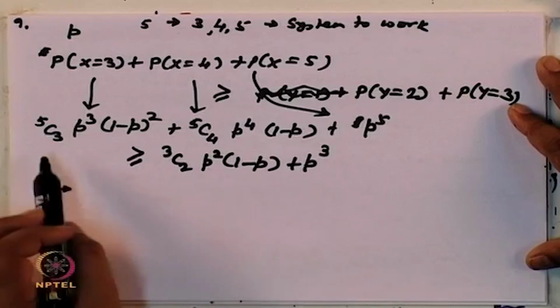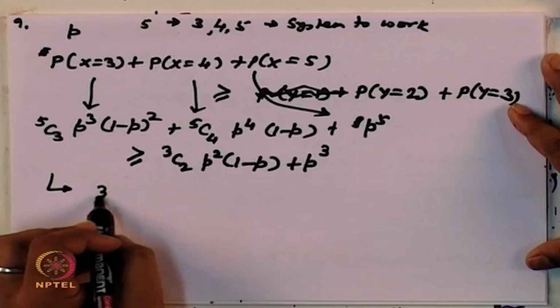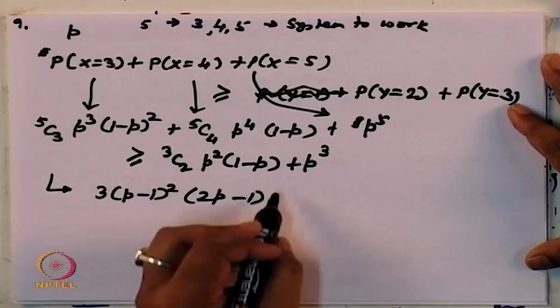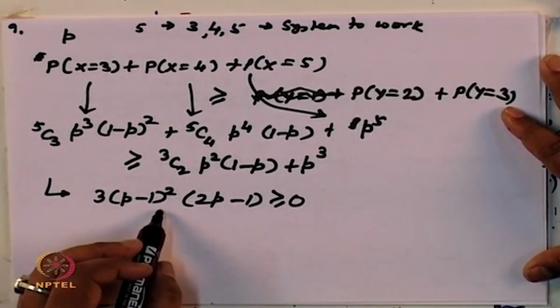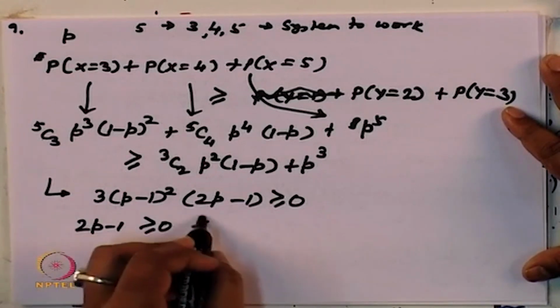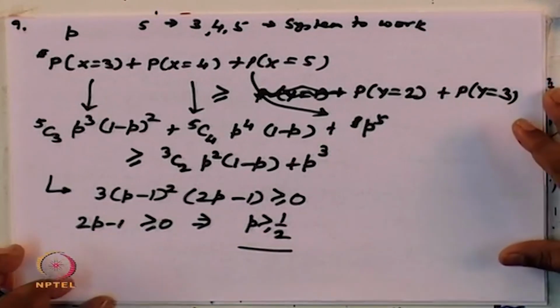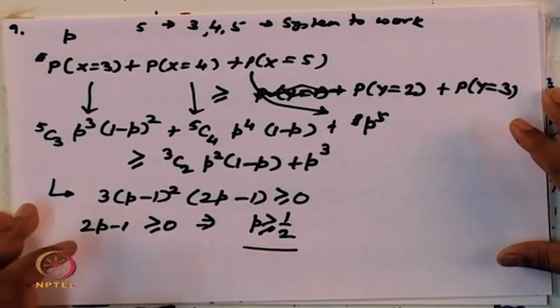You see you have at least p cube terms common across the board. So, you can rewrite this equation as 3 into (p minus 1) whole square into (2p minus 1) greater or equal to 0. Okay. So, p greater or equal to 1 is of course not possible. This implies that 2p minus 1 greater or equal to 0, implying p greater or equal to half. Okay. So, this is the answer. Your probability has to be greater or equal to half for a 5 component system to be more successful than a 3 component system.